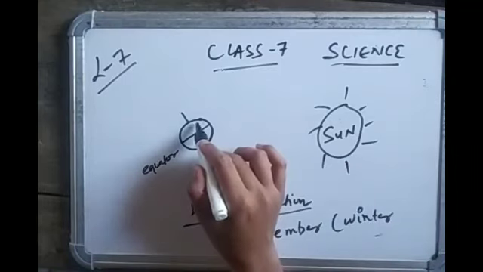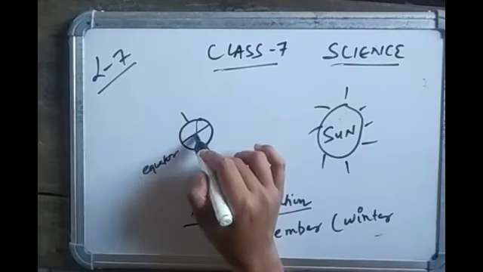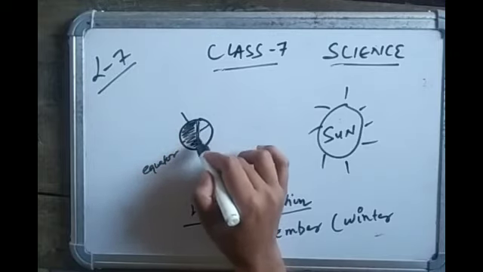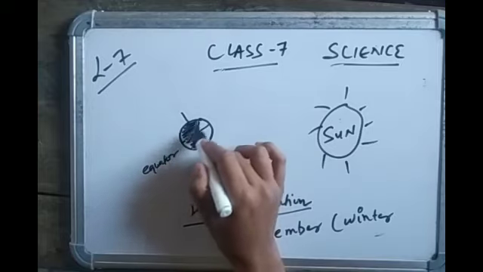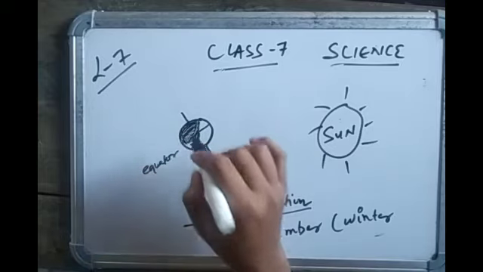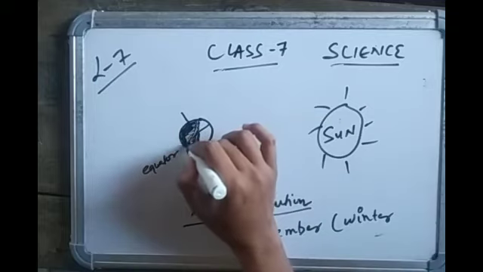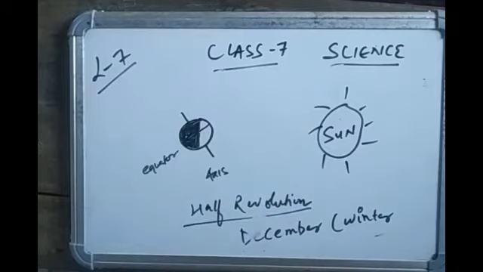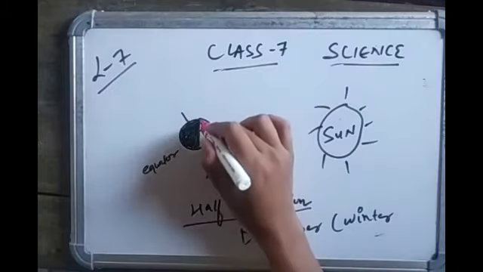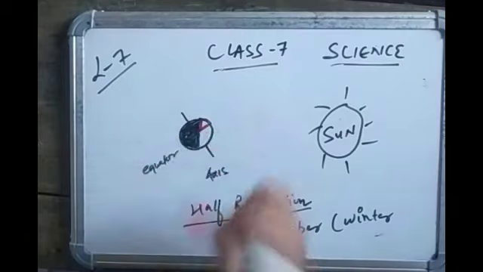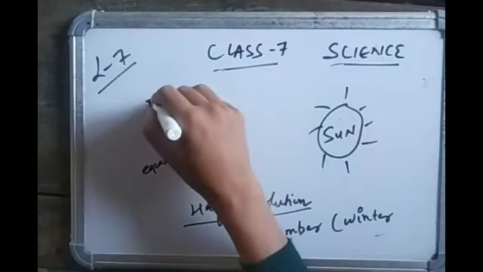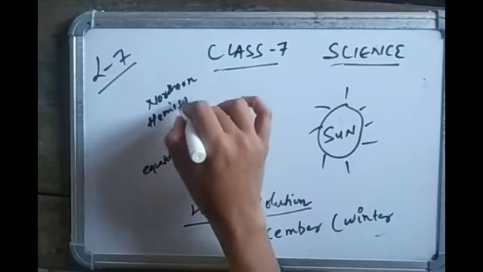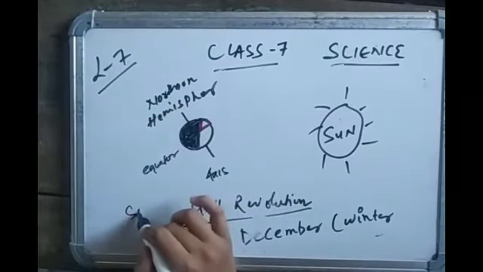Amount of sunlight. So the amount of sunlight. This is the northern hemisphere. The North Pole lives in the northern hemisphere, and the South Pole lives in the southern hemisphere.